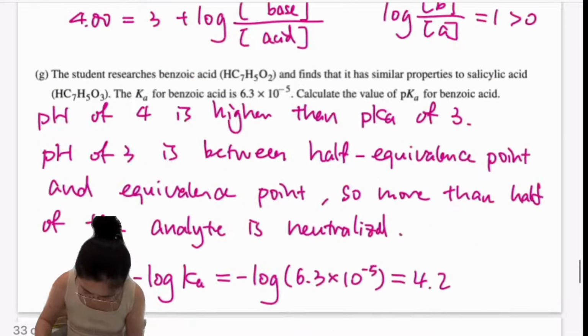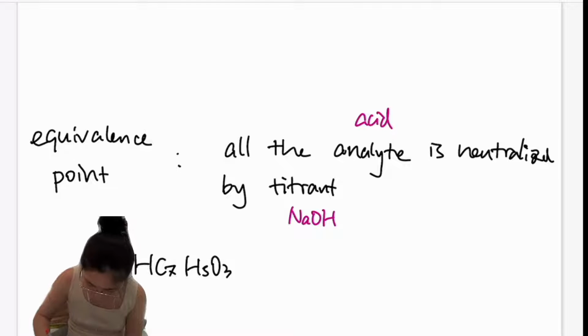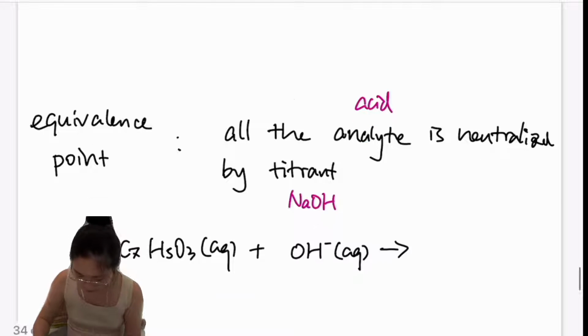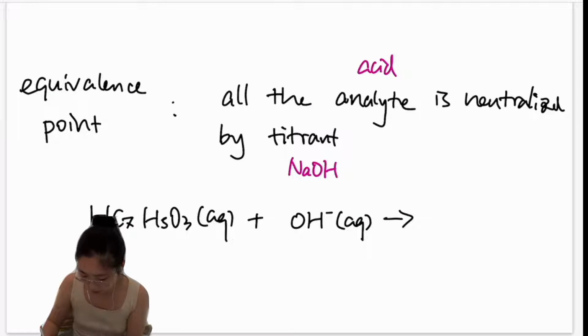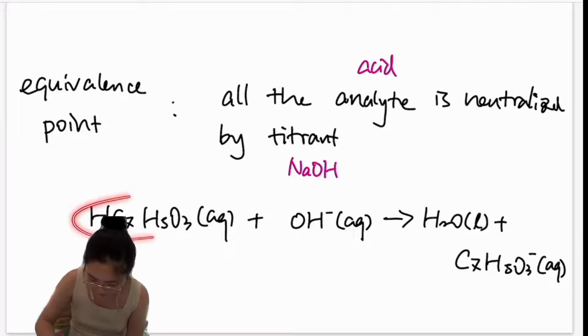This is benzoic acid, which reacts with the sodium hydroxide, the strong base. And their acid-base reaction looks like this. 1 mole of the benzoic acid reacts with 1 mole of the hydroxide, and they form 1 mole of water and 1 mole of benzoate, the conjugate base of the benzoic acid.